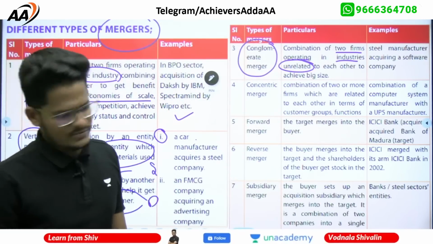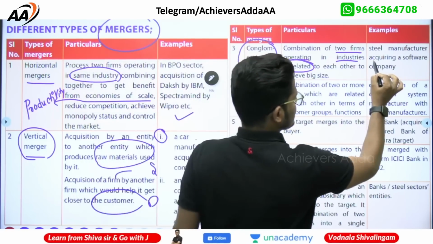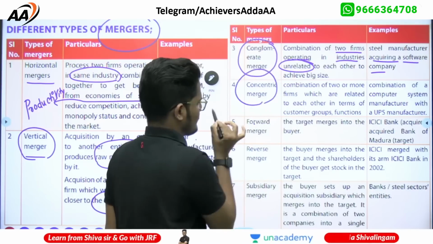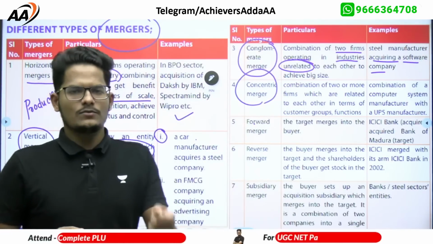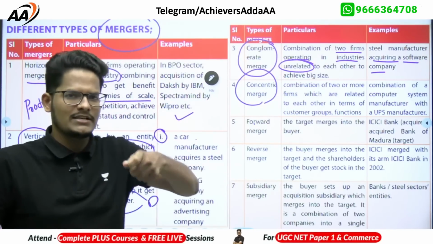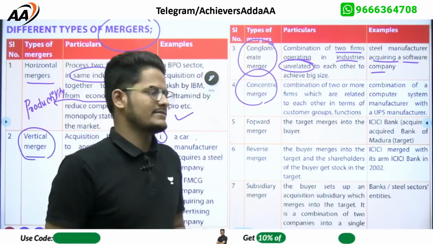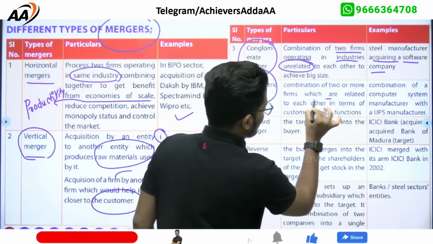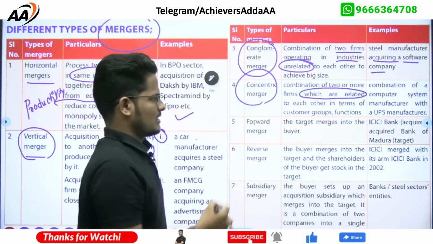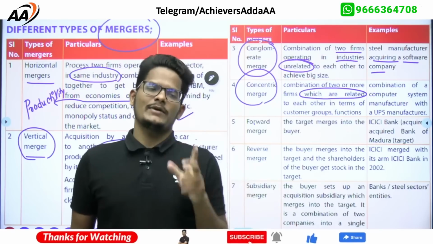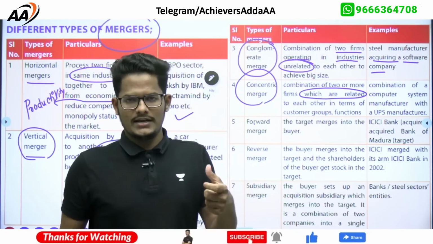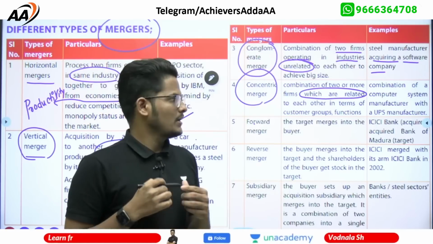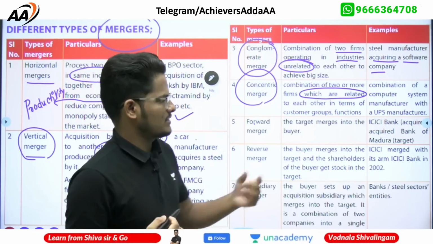Right? Yes, arranged marriage type. A steel manufacturer acquiring a software company. Right? Next, a concentric merger. What do you mean by concentric merger? The name itself is indicating concentric. It is a combination of two or more firms which are related to each other in terms of their customer groups, in terms of their functioning, in terms of their operations. They are similar in nature of operation.